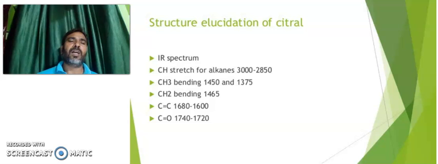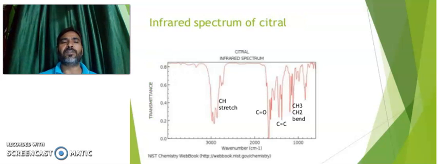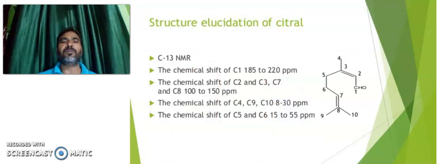Now the IR spectrum. C-H stretching for alkane, CH3 bending at 1450 and 1375, CH2 bending, carbon-carbon double bond at 1680 to 1600, and carbon-oxygen double bond at 1740 to 1720. So this is the infrared spectrum of Citral.